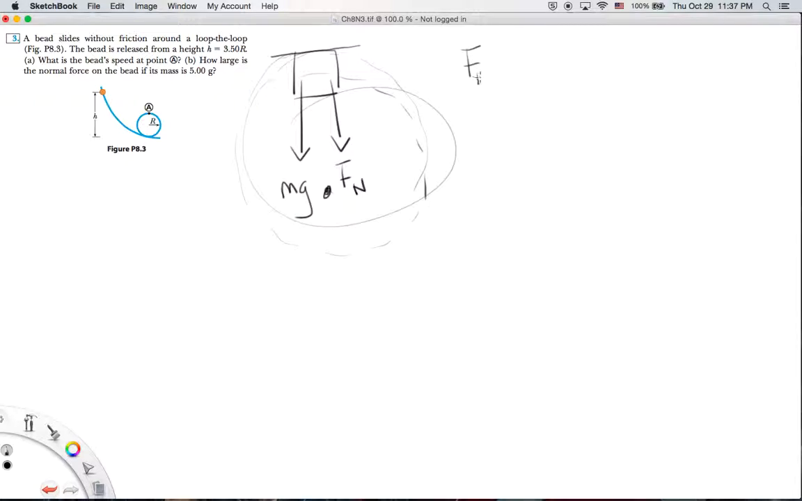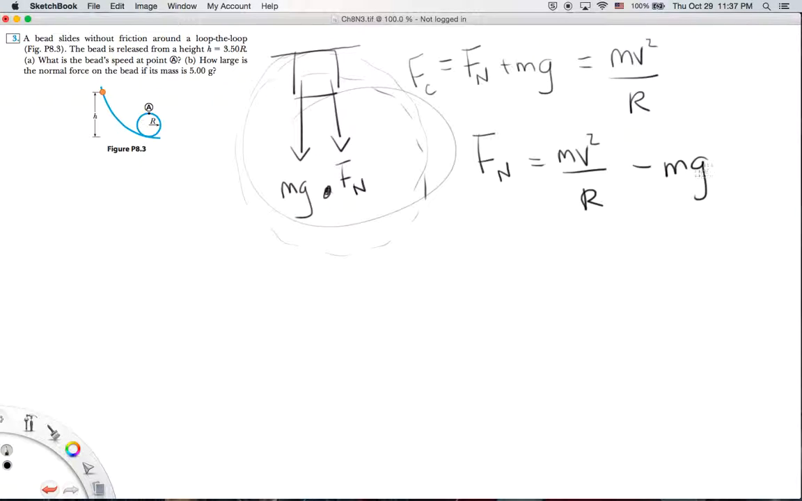Okay, anyways, so there's a centripetal force. So the normal force plus mg, because they're both pointing towards the center of the circle, so they're both positive, equals mv squared over r. And this is the centripetal force. So if we move the variables around, we get the normal force is mv squared over r minus mg. If you remember from part A, v equals the square root of 3gr.